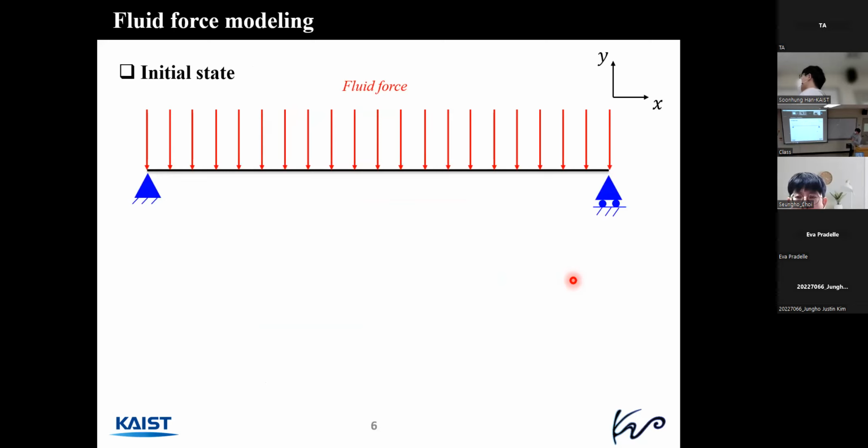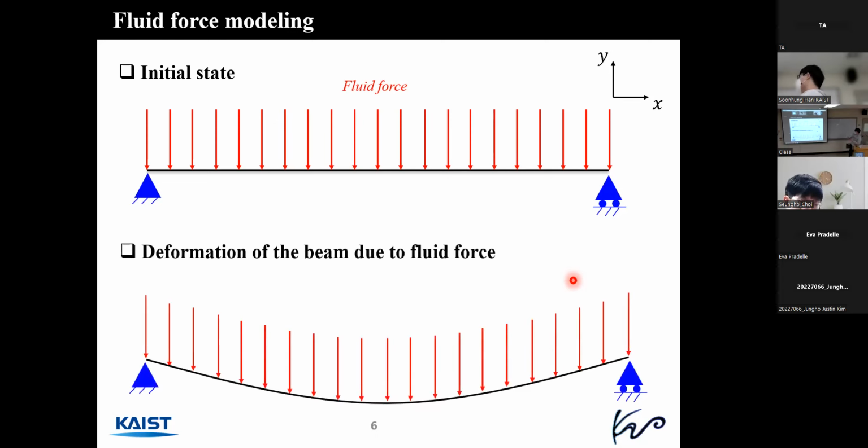The slide that I presented first can be simplified like this. The beam can be assumed to be a simply supported model, and we assume that the fluid force is uniform, so we can consider the fluid force as a uniformly distributed load. As you can see, the force is applied to the beam. The initial state of the beam will be a straight line. However, when the fluid force acts, it will be deformed like this. So the next step is to analyze the deformation and the bending of the beam.